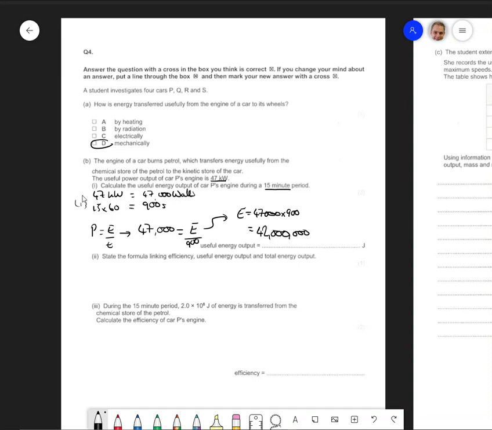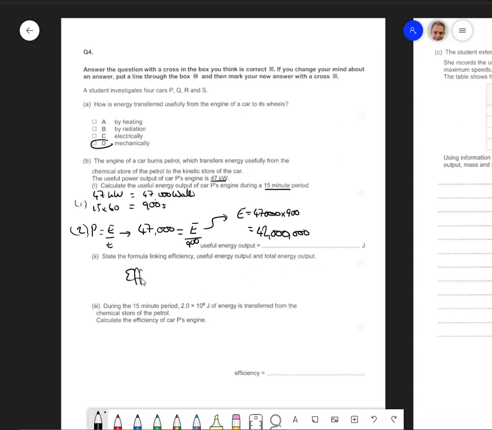Okay, so the first mark is for a conversion of either, the second mark is for that, the third mark is therefore for getting the correct answer. If you fail to convert one of them, then you'll still get 2 marks out of 3. Okay, so state the formula linking efficiency and useful energy output.